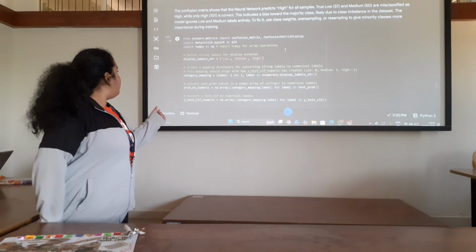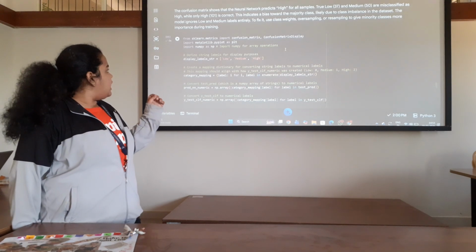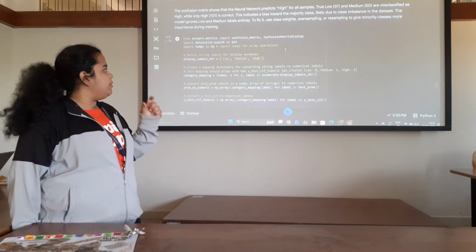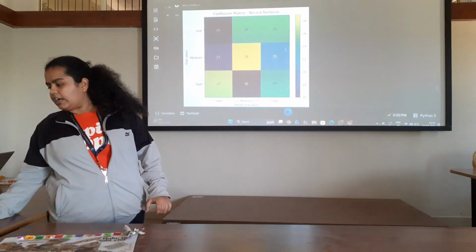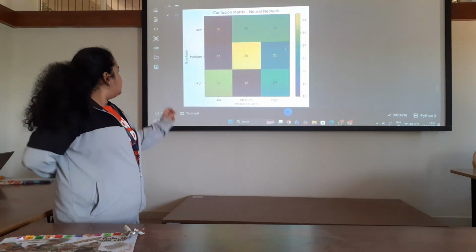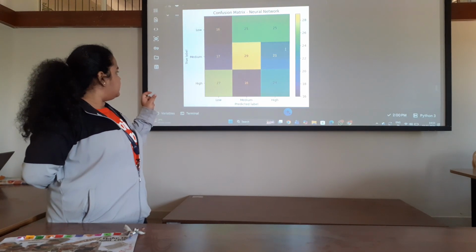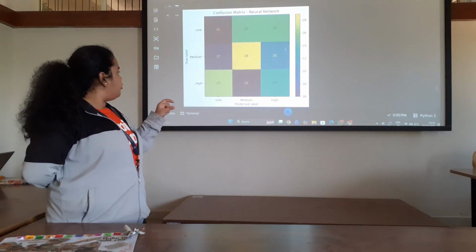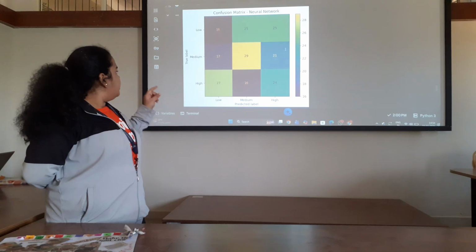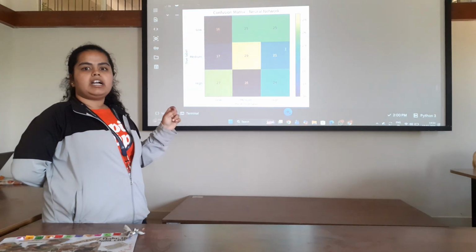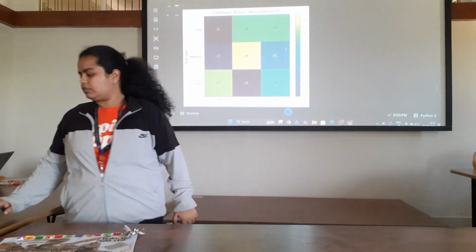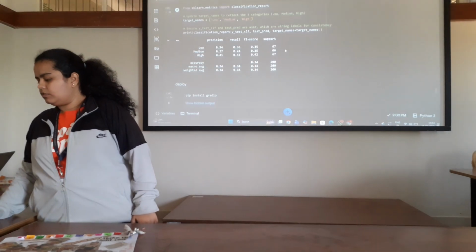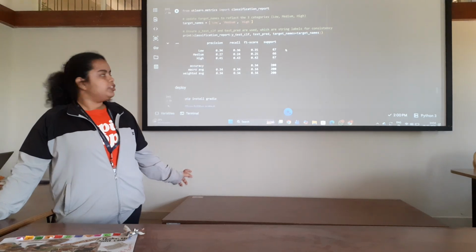Confusion matrix code, where the neural network predicts high for all samples, true value and medium value, and correct high value. So in this we can see the graph of the confusion matrix. 16 is a very low, 29 is high value predicted value, and 24 is high predicted value. 29 is medium predicted value. The diagonal numbers show the correctly predicted values, and the other numbers are the incorrectly predicted values. This is the graph for the confusion matrix.